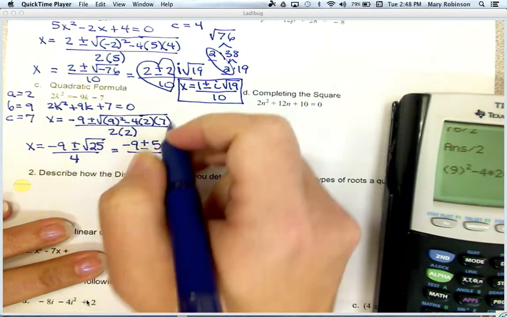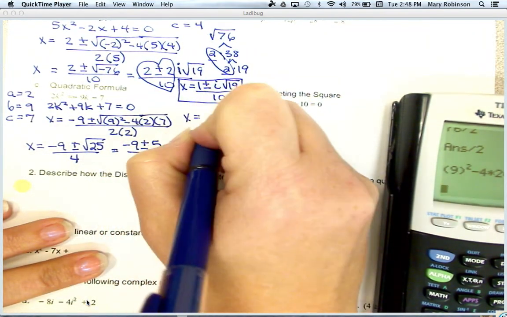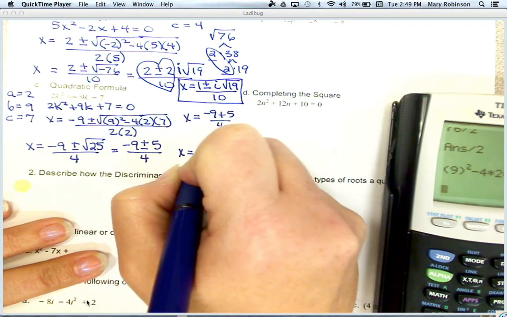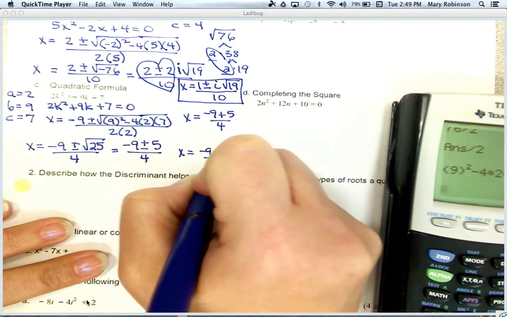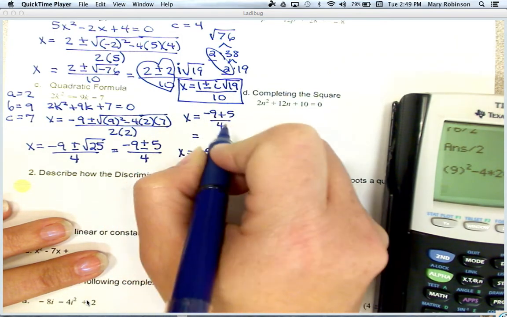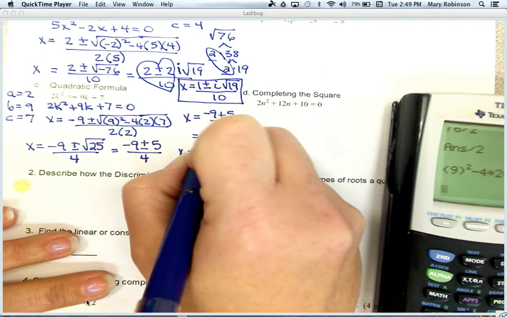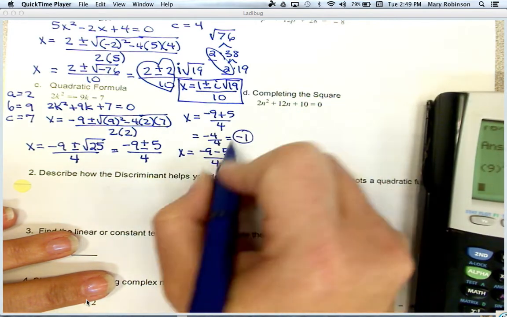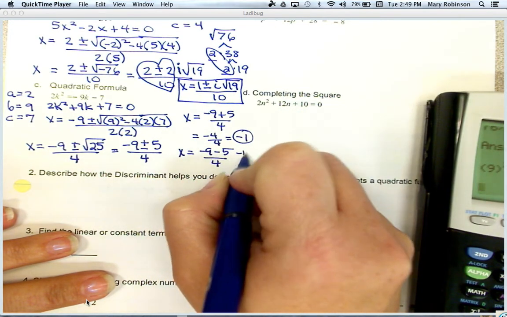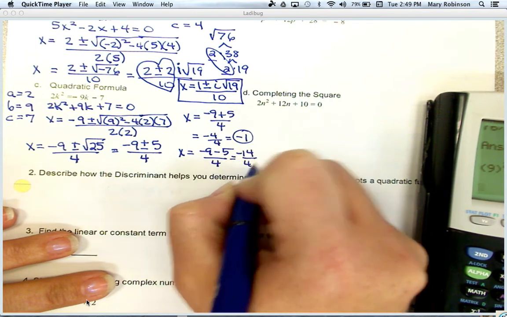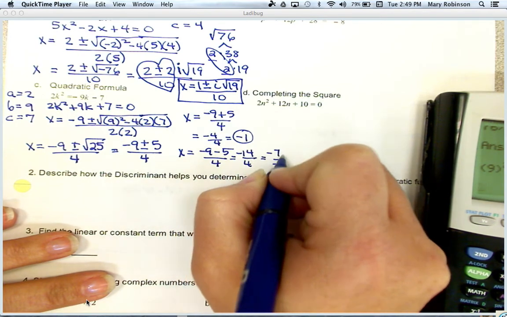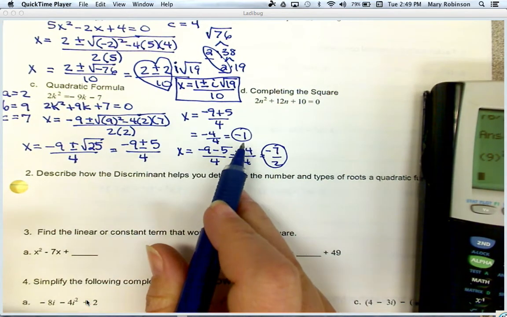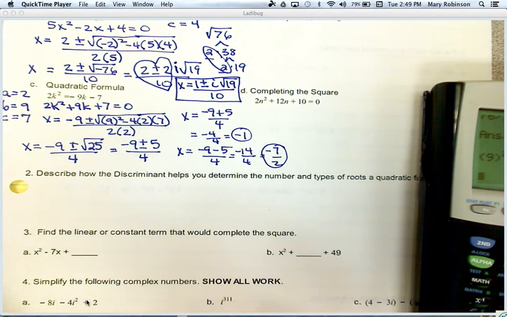Negative 9 plus 5. So recognize this is two solutions. You've got negative 9 plus 5 over 4, and negative 9 minus 5 over 4, where negative 9 plus 5 is negative 4 over 4, which would give us negative 1. And negative 9 minus 5 is negative 14 over 4, which reduces to negative 7 over 2. So these are our two solutions, negative 1 and negative 7 over 2.